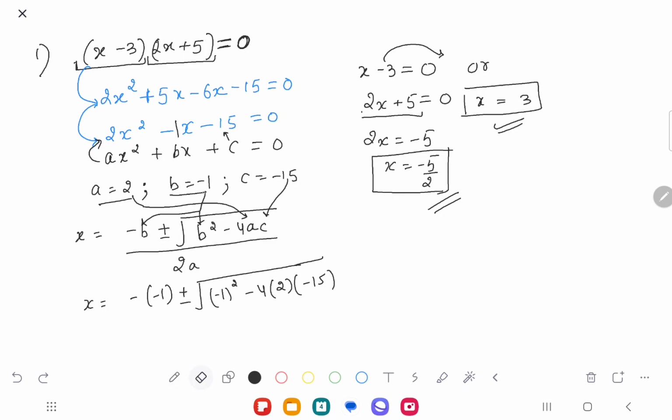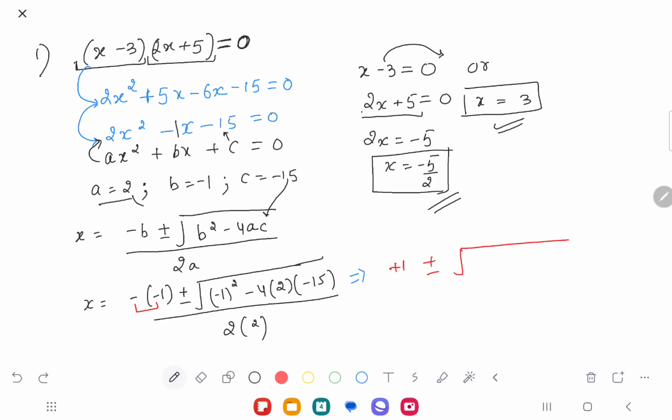Right? And if I have these values, what do you think would happen? Just tell me. Just put in, solve it upon 2a. 2a would be 2. If I solve it, what do you think I would get? Minus times minus becomes plus 1, plus minus under root of 4 times 2 is 8, right? And how much will that be? It is going to be 120.